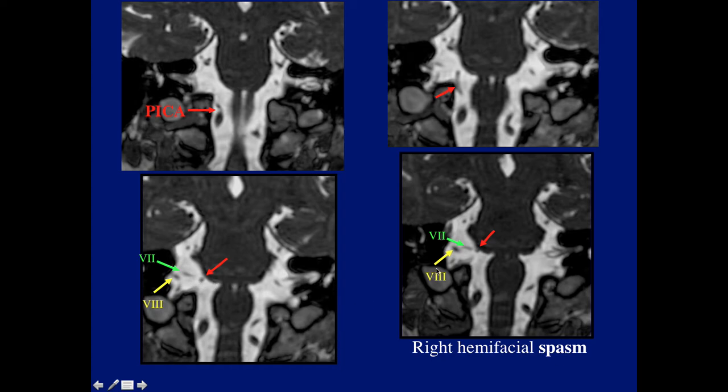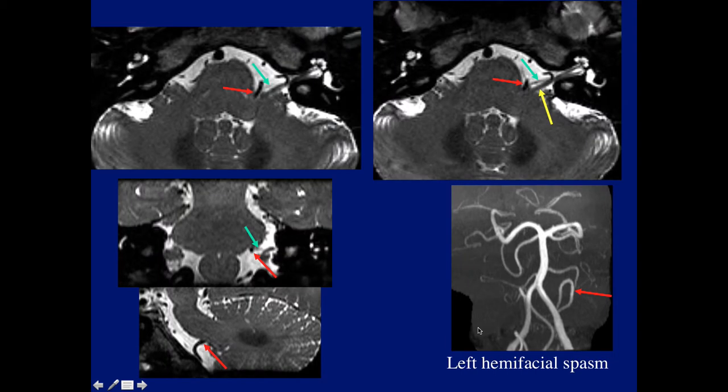And here on an adjacent slide, we can see how the artery and the nerve are going to be meeting here. And if you look at the whole case on the monitor, it's easier to see this motion. So this was right hemifacial spasm because of conflict or impingement of the artery, the PICA, on the seventh nerve.